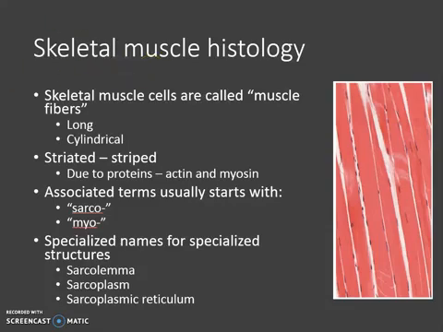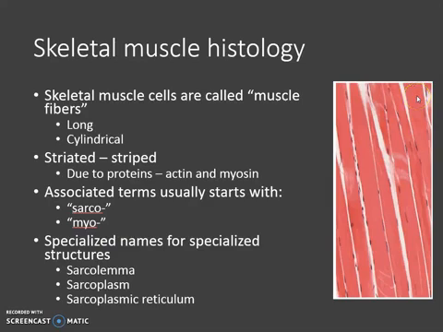Skeletal muscle cells are called muscle fibers, and that's because they are long and cylindrical. So if we look here, this right here is a single muscle cell, or what we would call a muscle fiber. So the term muscle fiber and muscle cell are used interchangeably. So we've got one muscle fiber here, a second one here, a third one here, a fourth one, etc.